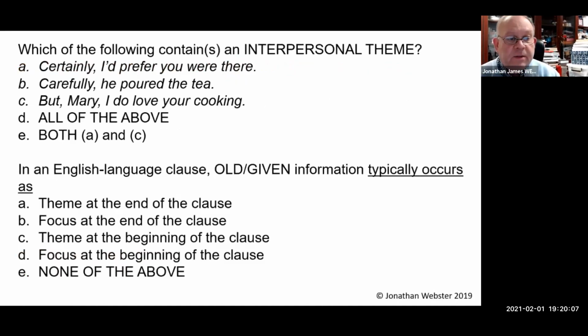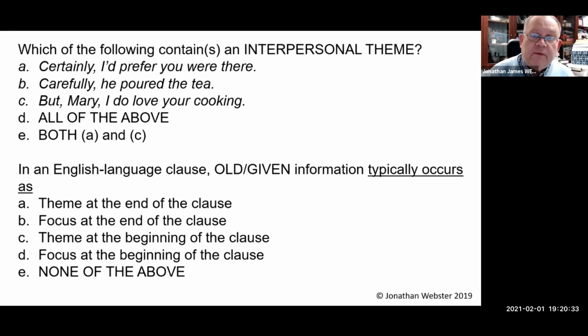All right, let's try the next. Which of the following contains an interpersonal theme? Certainly, I prefer you were there. Carefully, he poured the tea. But Mary, I do love your cooking. All right, well, that one is easy because you've already heard that, you know, Mary. But any of the others?